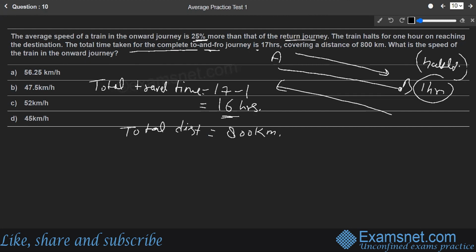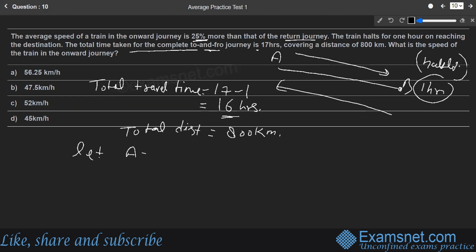What is the speed of the train in the onward journey? We are supposed to find out the speed of the train in the onward journey, though he has not given any idea about the return journey's speed. So in this situation, first we can find out the average speed of the train by dividing total distance by total time. On the other side, we can equate this average speed to the average calculated using the to and fro journey speeds. For that we need to assume one side journey.